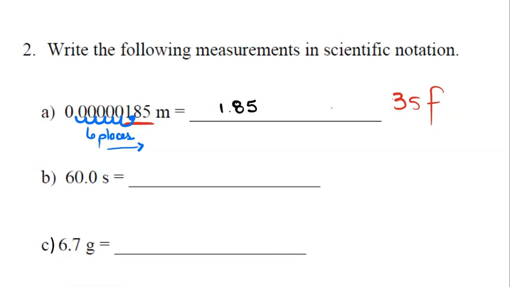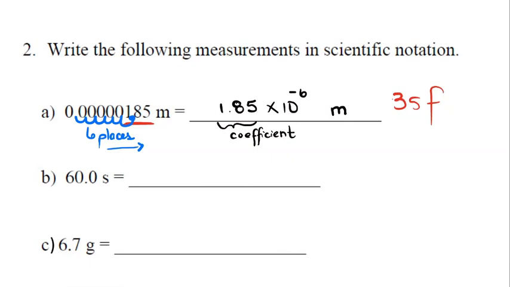Let me not forget the unit of measurement, which is meters. Then next to that digit that I wrote, 1.85, which is called a coefficient, then we're going to do times 10. Next, we are going to put those places that we moved the decimal place as an exponent. And because this is a small number and we moved left to right, this is going to be a negative exponent. So the answer is 1.85 times 10 to the negative 6.